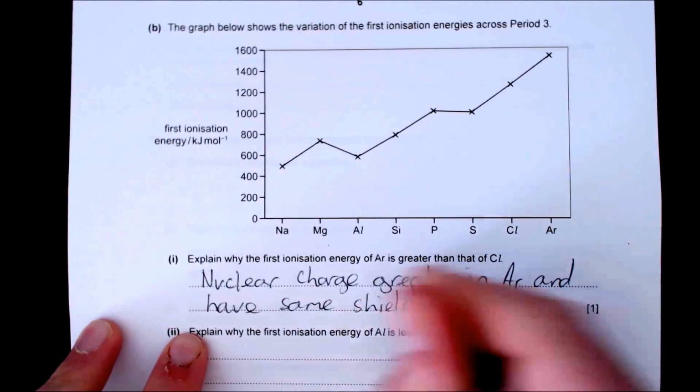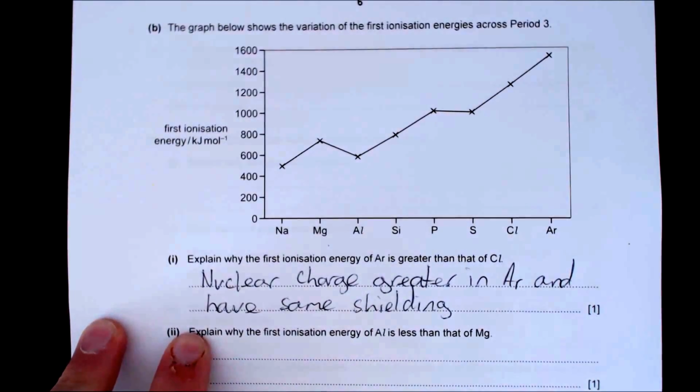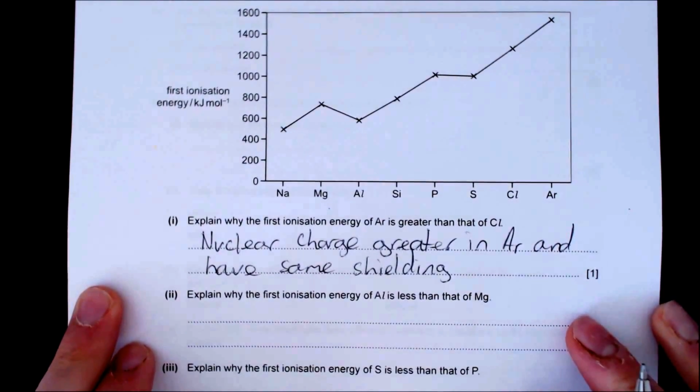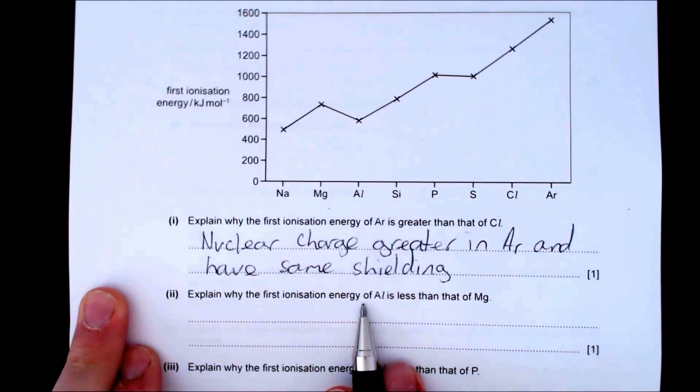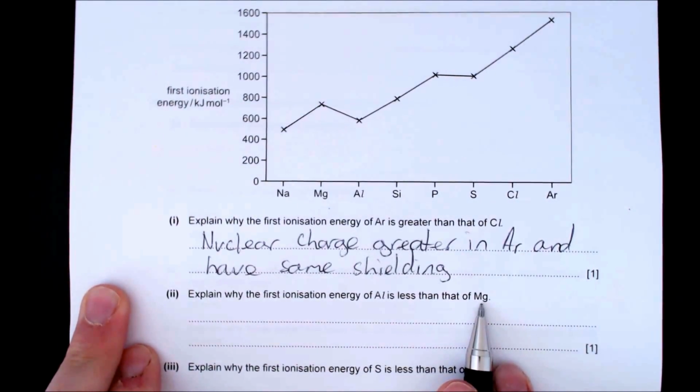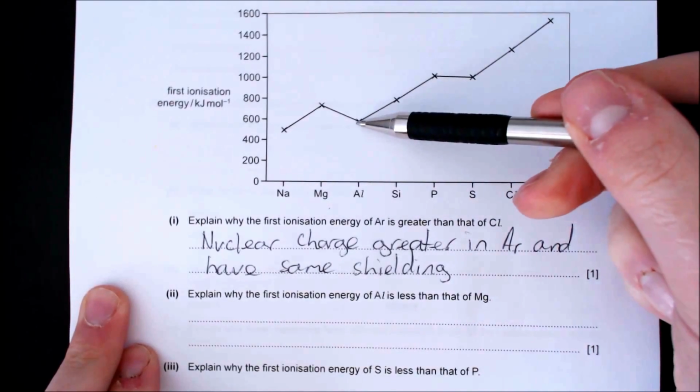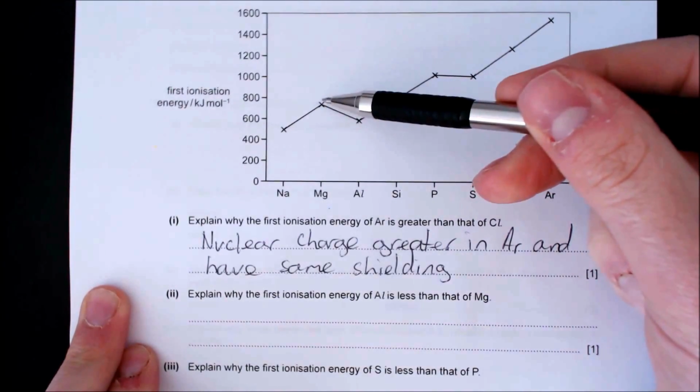Okay, so don't forget that bit there. Very, very important. Okay, right. And the next one: explain why the first ionization energy of aluminium is less than that of magnesium. So there's aluminium, and so why is it less than that of magnesium?